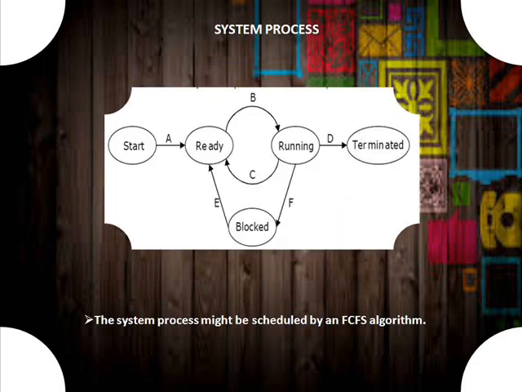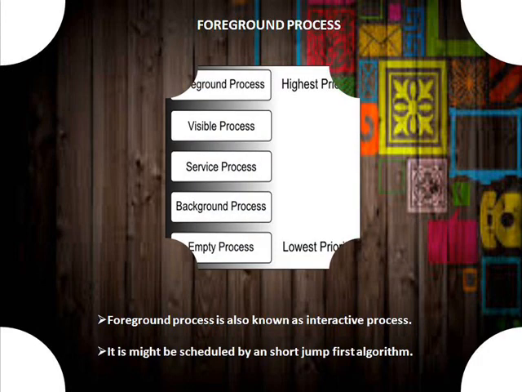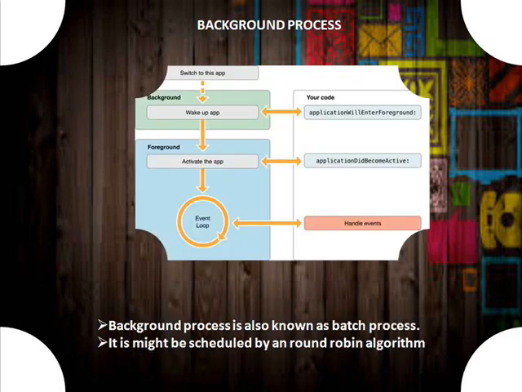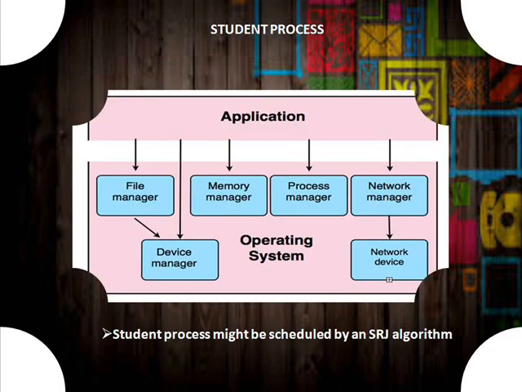System process. The system process might be scheduled by an FCFS algorithm. Foreground process. Foreground process is also known as interactive process. It might be scheduled by a shortest job first algorithm. Background process. Background process is also known as batch process. It might be scheduled by a round-robin algorithm. Student process. Student process might be scheduled by an SJF algorithm.